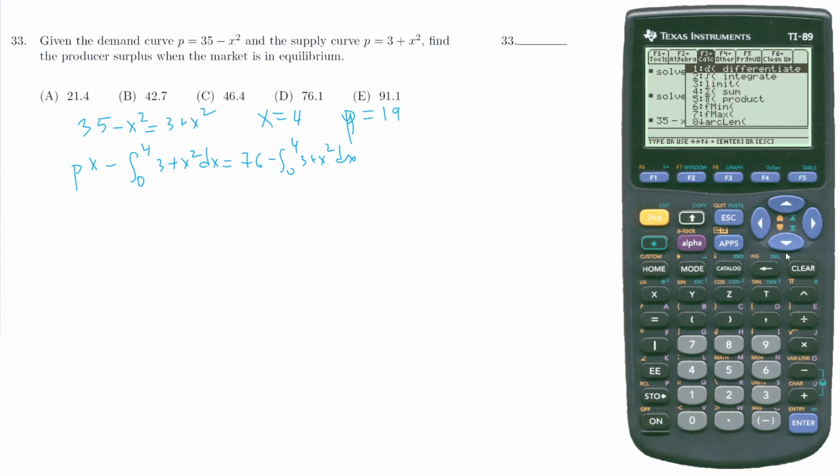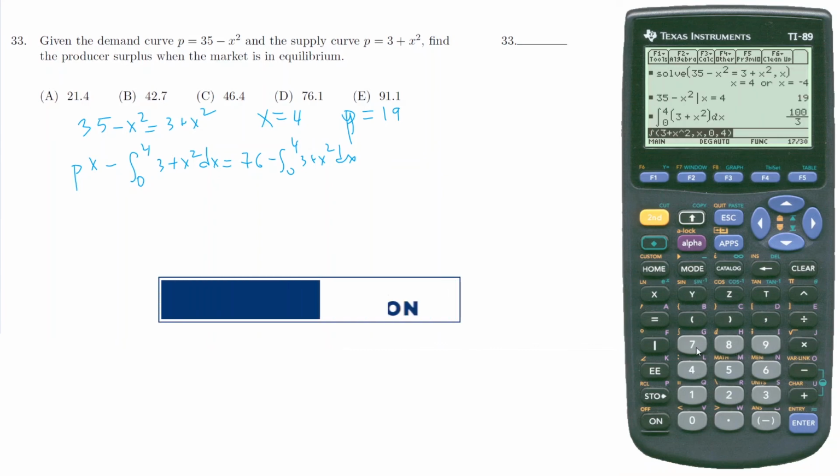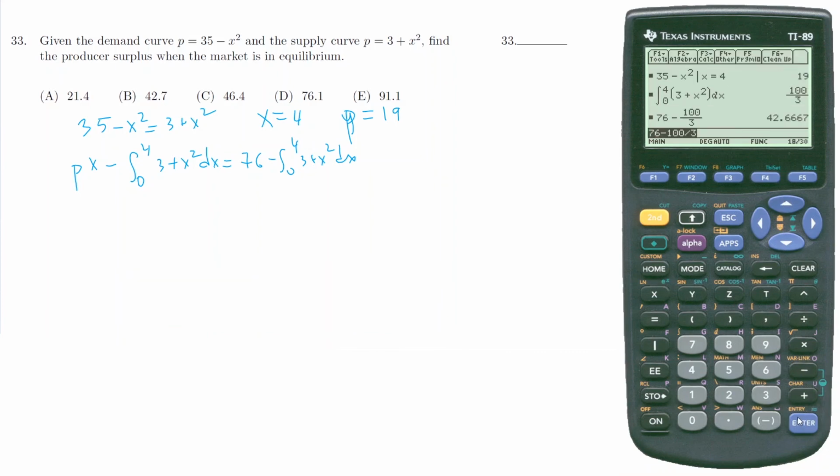So integral, such a cool word. 3 plus x squared, x, 0, 4, boom. So it's 76 minus that, and I need the exact. So 42.66. So it's B.